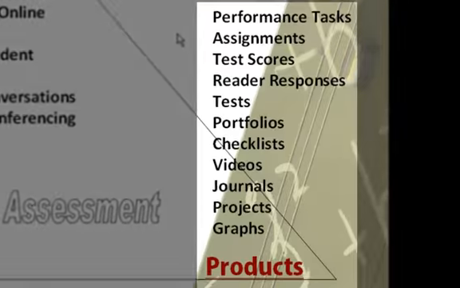Finally, products refer to the tangible materials such as tests, tasks, or projects, and other assignments for evaluation used to determine student learning. These products are used as opportunities for the student to demonstrate what he or she is capable of doing at the end of a period of instruction.